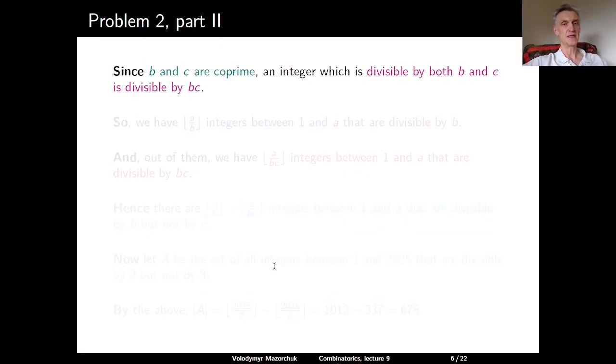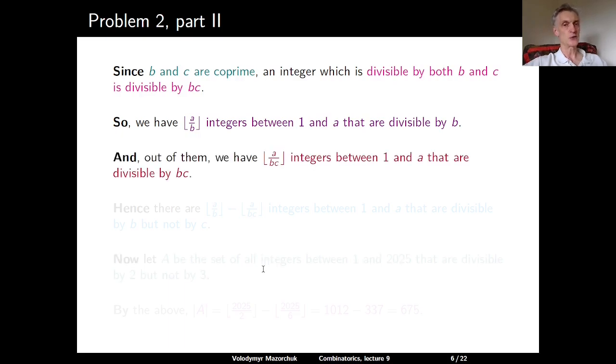Now, since b and c are coprime, they don't have any common prime divisors. If something is divisible by both b and c, it must be divisible by their product bc. So we have the floor function of a divided by b integers between 1 and a that are divisible by b. And out of these, we have the floor function of a divided by bc integers that are divisible by bc. So these are the integers between 1 and a, which are divisible by bc.